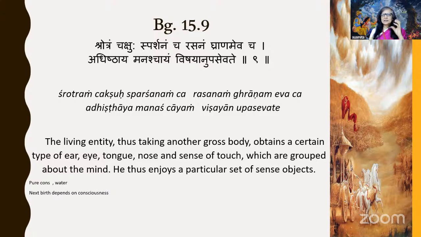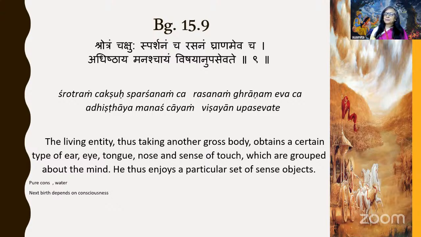Now Krishna says, Shrotram here means the ears. Chakshu is eyes. Sparshanam is touch, the sense of touch. Cha, Rasanam is taste, that is by the tongue. Ghranam is the smelling power, that is the nose. Cha, Adhishthaya Mana. Mana is the mind, and adhishthaya means it is all controlled by the mind. So manashchayam vishaya anupasevate.